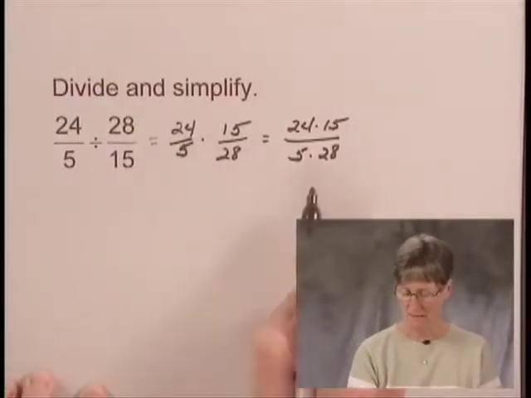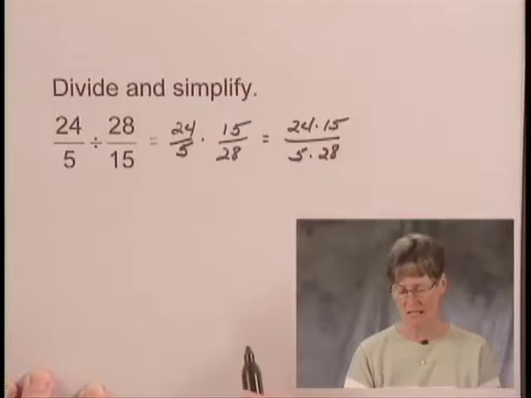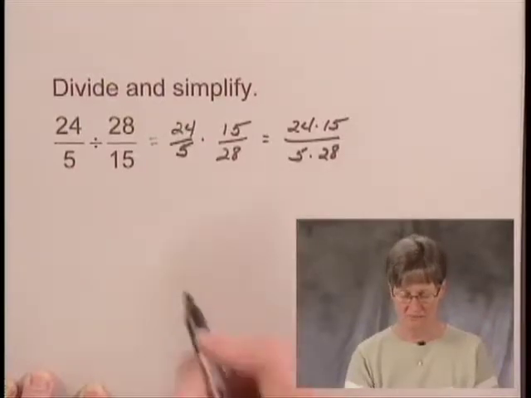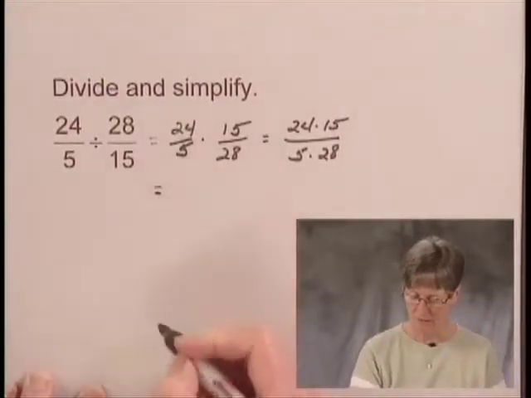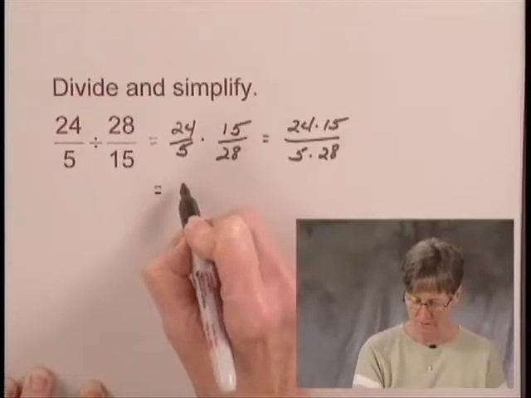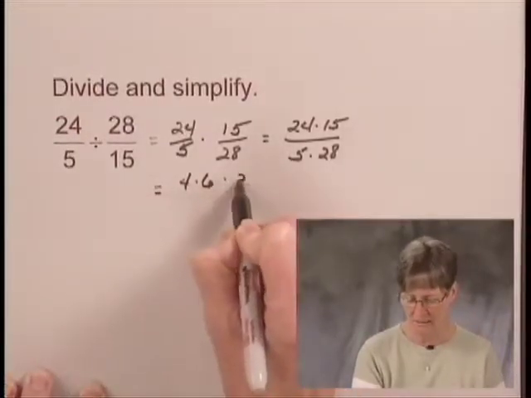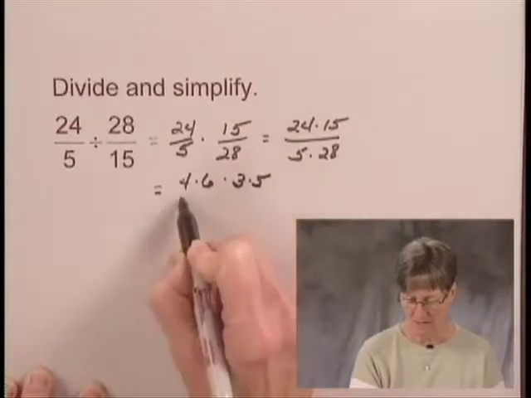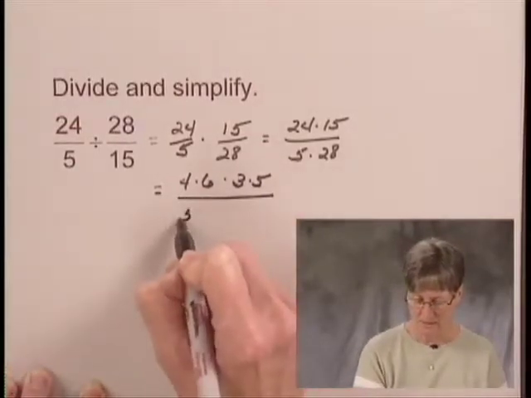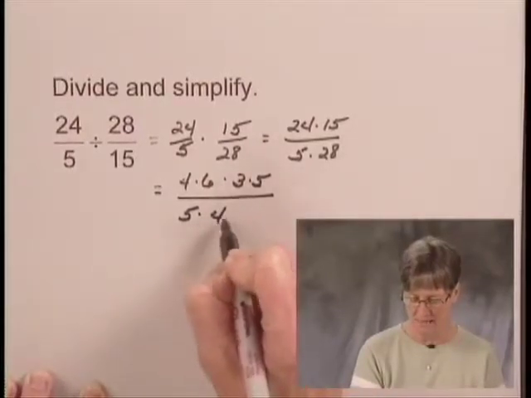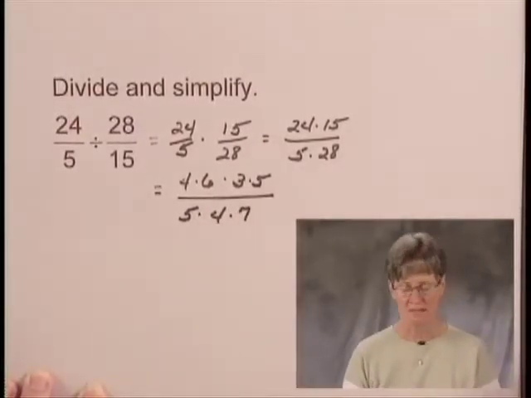I see that 24 and 28 each have a factor of 4, and I see that there's a factor of 5 in the denominator, and 15 has a factor of 5. So I'm going to factor in the numerator. I'm going to write 24 as 4 times 6, and I'm going to write 15 as 3 times 5. And in the denominator, I have 5 times, and I'm going to rewrite 28 as 4 times 7.